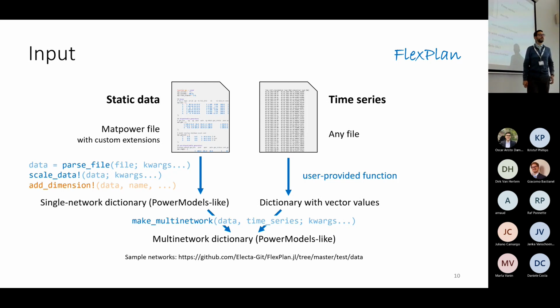If you're not familiar with the terminology of PowerModels and related packages, a single network means a single operating condition of the system, a single time step, whereas a multi-network doesn't mean multiple grids are considered, but multiple conditions of the same system are considered. So multiple time steps, multiple scenarios, and so on.